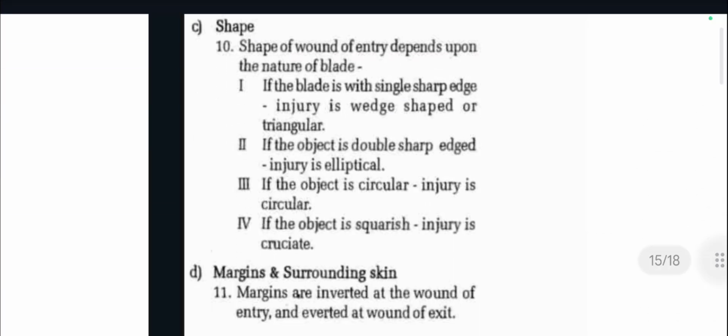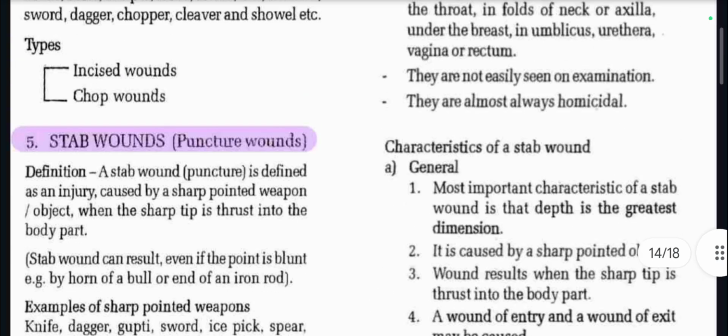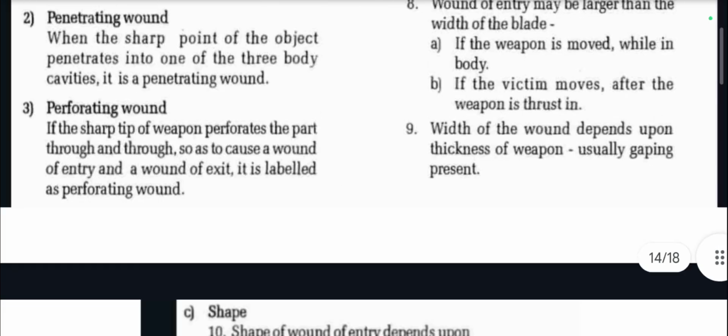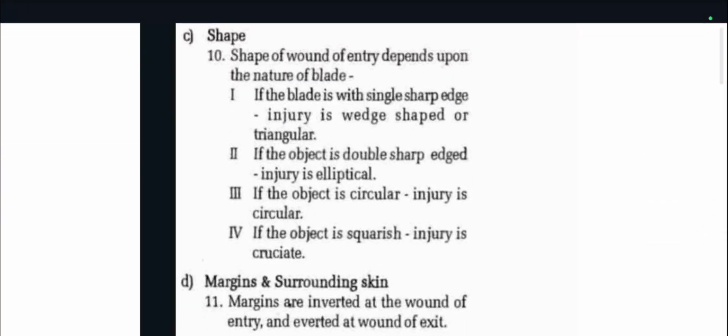Shape, we learnt about the size, we learnt about the general characteristic, size. Now we are going to learn about the shape. Shape of wound of entry depends upon the nature of blade. If the blade is with thin, single sharp edge, injury is wedge shaped. If the object is double sharp edged, then the injury is elliptical. Obviously, imagine, if there is single sharp edge, then that is going to be triangular only. If the object is double sharp edge, then that is going to be elliptical. If the object is circular, injury is circular. If the object is squarish, injury is cruciate.